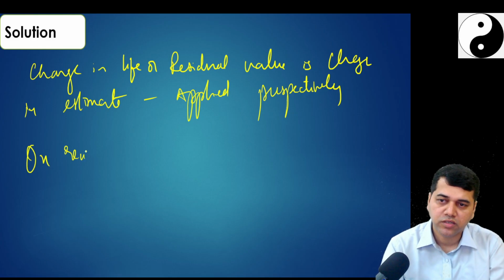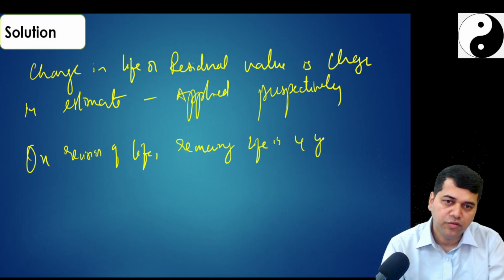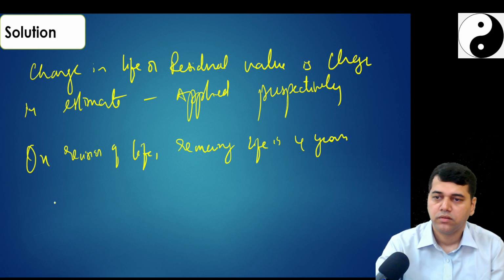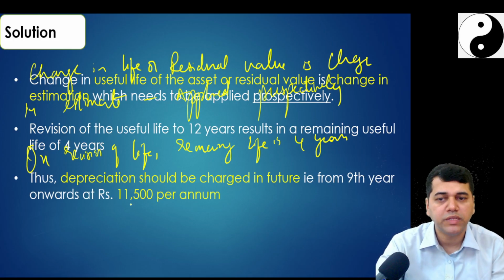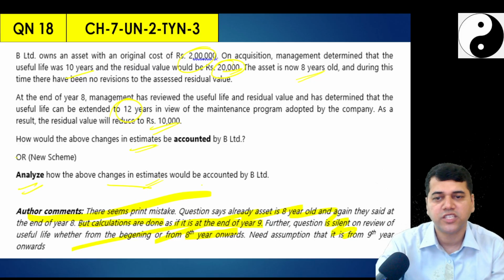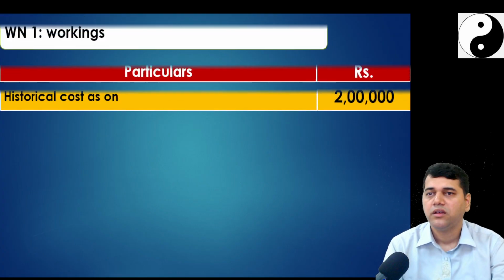On revision of life, the remaining life is 4 years. So depreciation is going to change now. We'll do one working and tell what should be the amount of depreciation every year. Because what is the question here? Analyze how the changes in the estimate would be accounted. Okay, so we'll do one working note where life is going to change. Working note number 1.